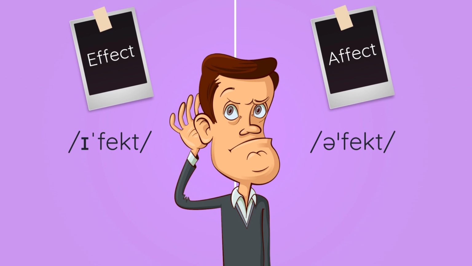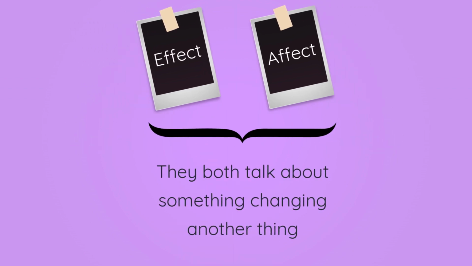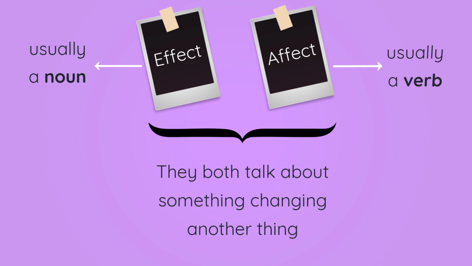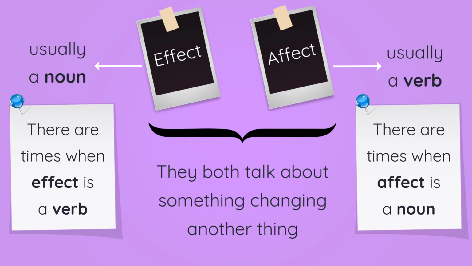If I say affect and effect, you can hear the difference. But that's not how these words are spoken naturally. And the meaning of these words is also very similar. They both talk about something changing another thing. But they're different types of words. Effect is usually a noun, and affect is usually a verb. Now, I say usually because there are times when affect is a noun and effect is a verb. But most of the time, you'll see effect as a noun and affect as a verb.